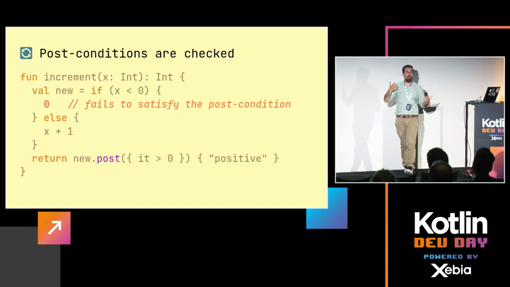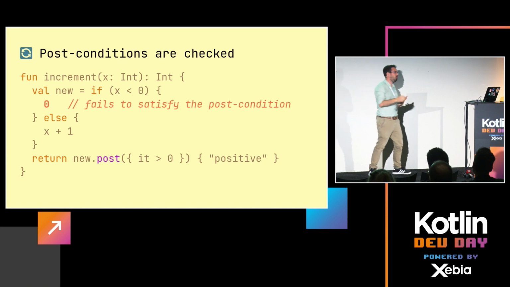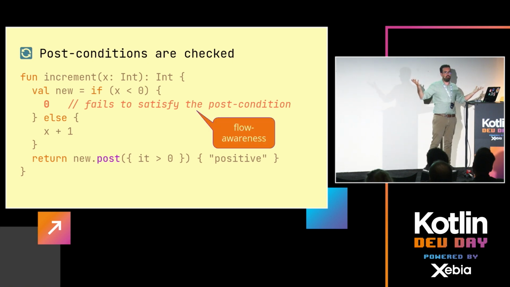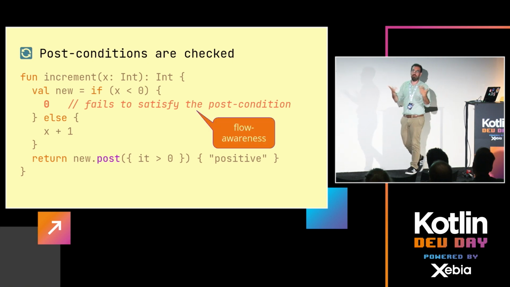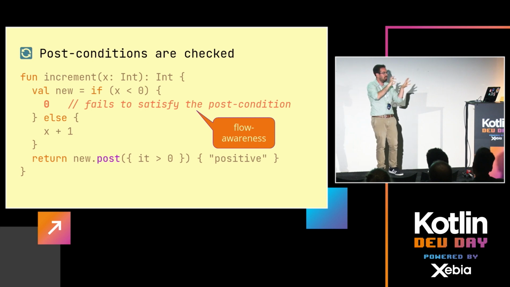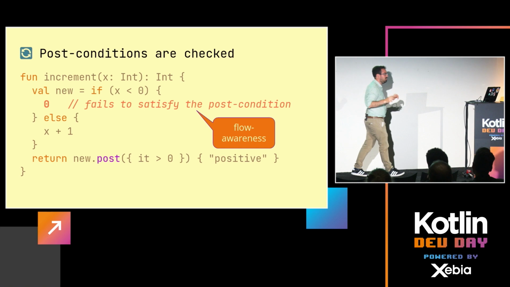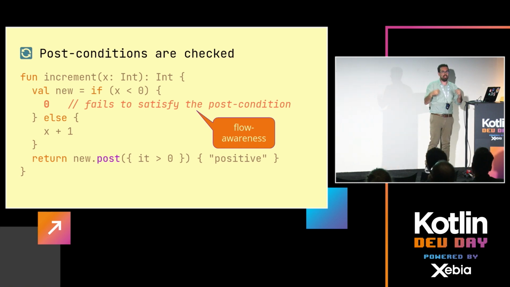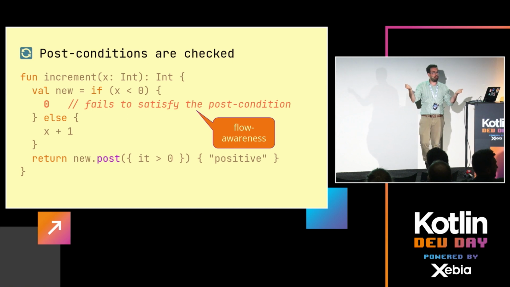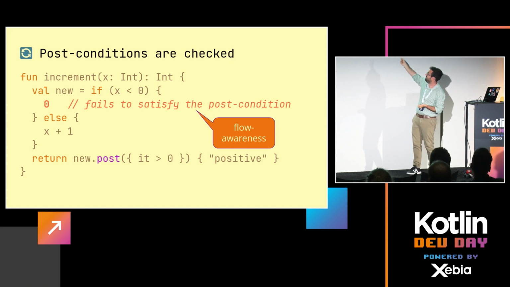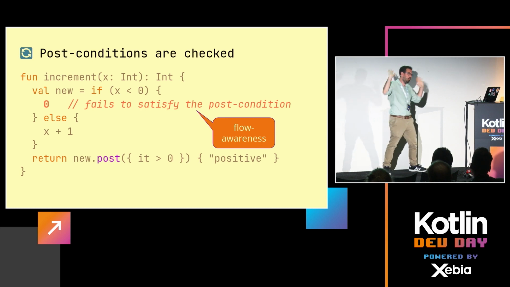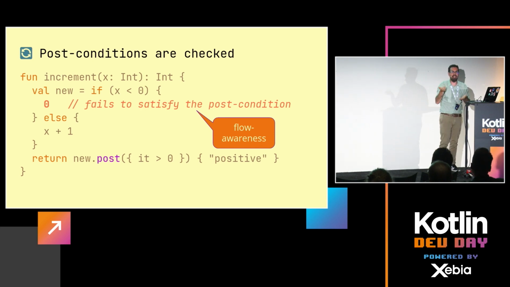So again, all the paths in your code are checked. So it's another example of this flow awareness I was mentioning. So it knows how the data flows in your code through ifs and whens and all of that, and tries to check that on every possible path in your program, all the things that you are promising, in this case that the result is going to be greater than 0, actually hold. And otherwise, it stops your compilation.